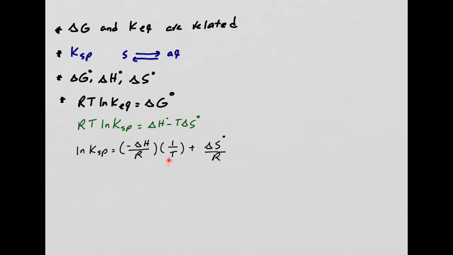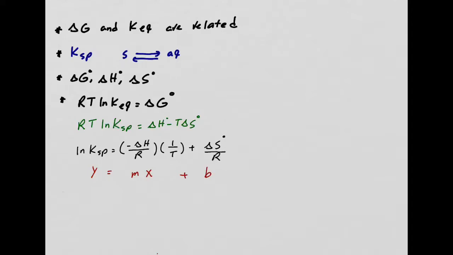Now, I like this form because you have seen this form before. When you look at this, what can you tell me about this form? Think about kinetics. We had this in kinetics. When you look at this, this is a linear equation, isn't it? It's a linear relationship. y equals mx plus b.